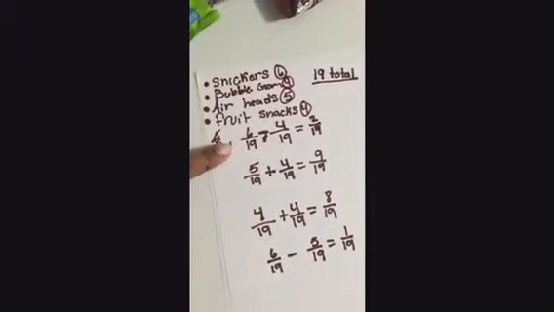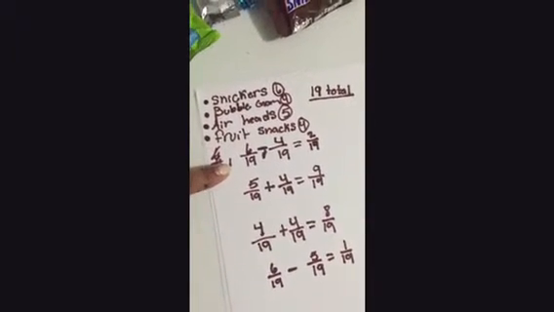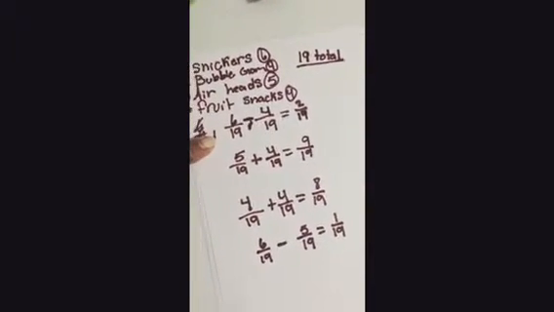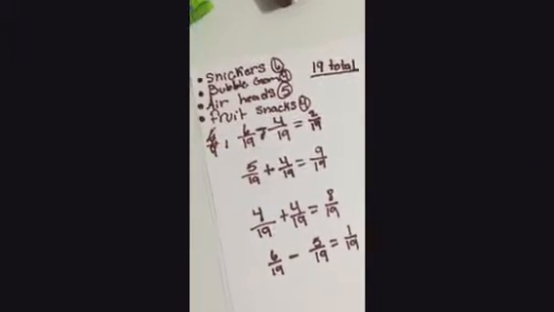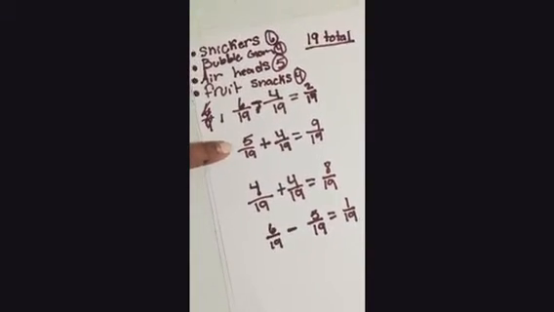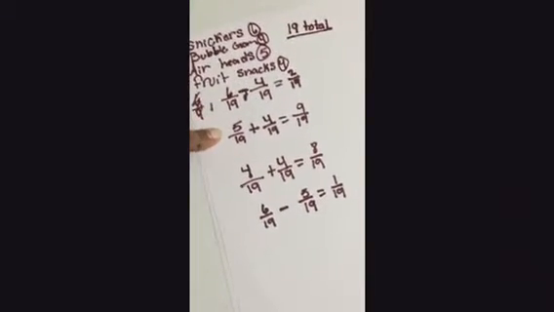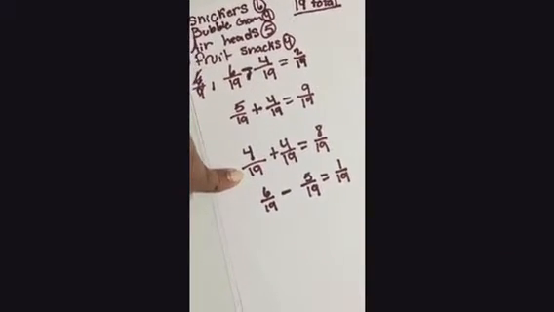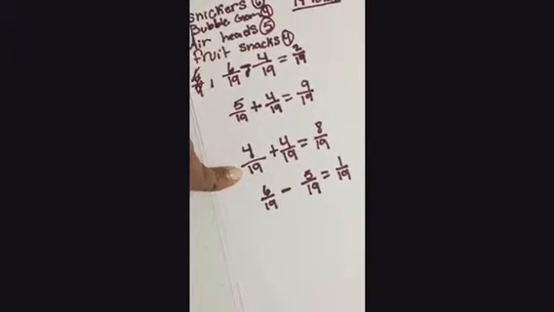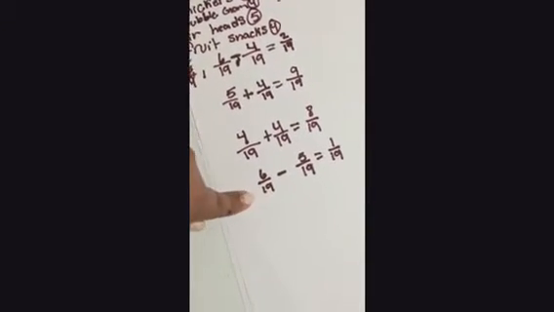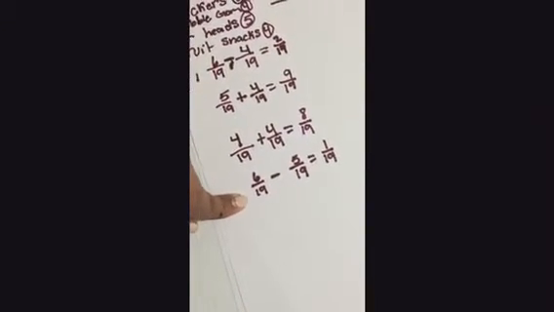So we have 6 over 19 minus 4 over 19 equals 2 over 19. That's correct. So we have 5 over 19 plus 4 over 19 equals 9 over 19. That's correct. And the third one we have 4 over 19 plus 4 over 19 is 8 over 19. That's correct. And 6 over 19 minus 5 over 19 is 1 over 19. That's correct. They're all correct. The ladies did a wonderful job.